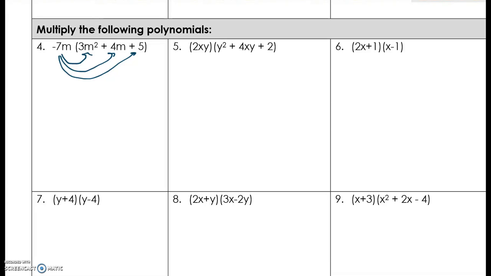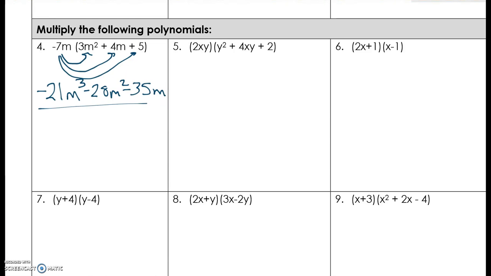So negative 7m times 3m to the second power is negative 21m to the third power. Negative 7m times a positive 4m is a negative 28m squared. And negative 7m times a positive 5 is a negative 35m. And that would be all we need to do on that problem there.